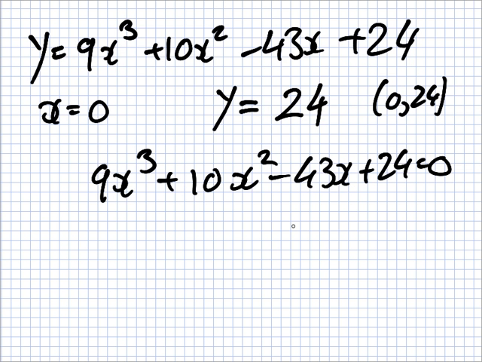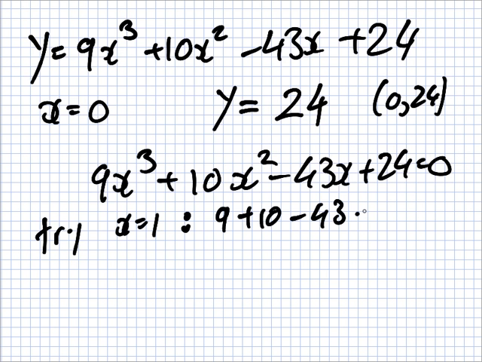So why don't we use 1? We'll start with 1. So we'll try x equals 1 and see what happens. We get 9 plus 10 minus 43 plus 24. Is that 0? Yeah, it's 0, so wonderful. This means x equals 1 is a root. So then what? x minus 1. Yeah, that's it, x minus 1.